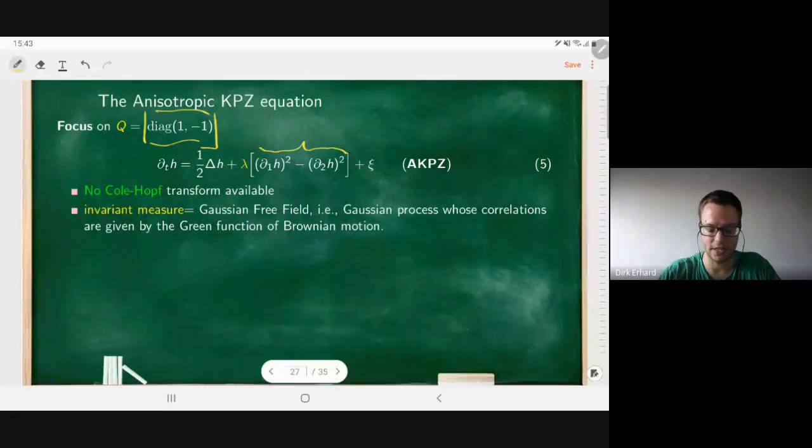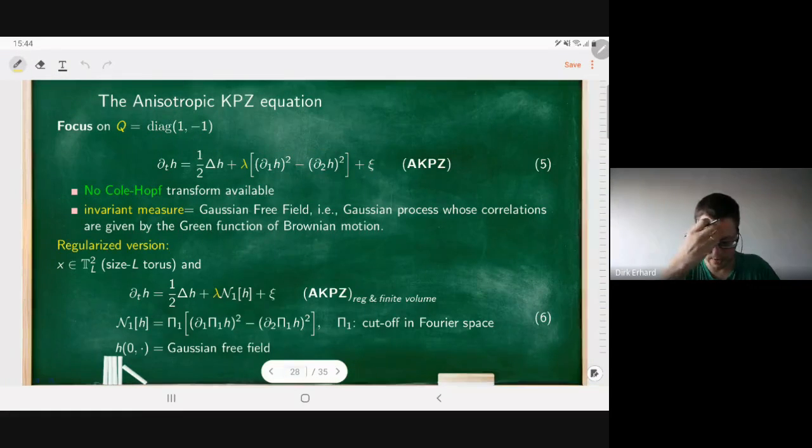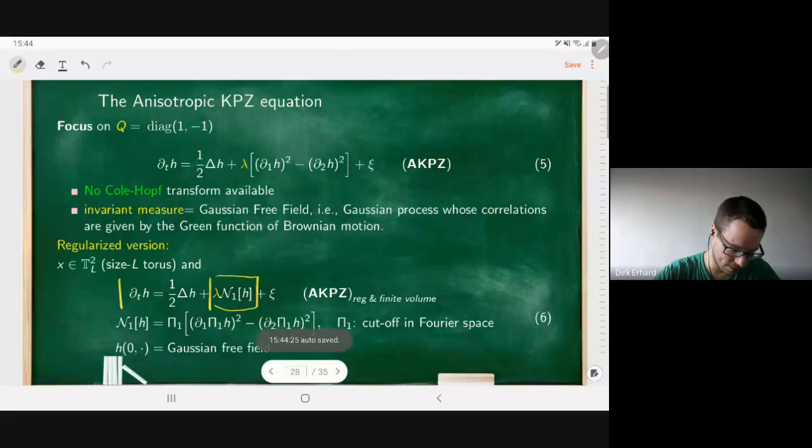And there are two choices, essentially. Either the noise or the nonlinearity. In this case, we chose to regularize the nonlinearity, and it turns out everything is well defined, because if you do it in this way, the invariant measure doesn't change. So what I will show now may look scary. So let's see. The real equation we look at is this guy. The first thing is still the Laplacian. The last thing is still the noise. But in the middle, there's this N1H here. What is N1H? It's written here.